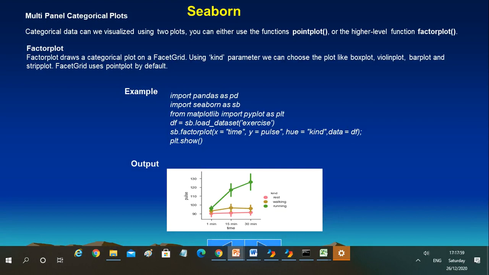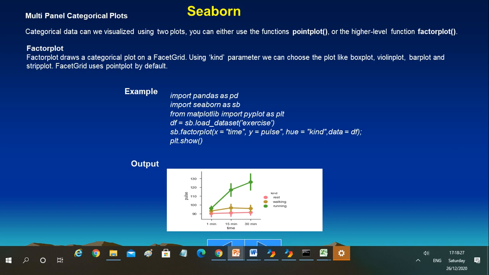Okay, now multi-panel categorical plots. Categorical data can be visualized using two plots. You can either use the function point plot or the higher level function factorplot. Now factorplot draws a categorical plot on a facet grid. Using the kind parameter we can choose the plot like box plot, violin plot, bar plot, and strip plot.